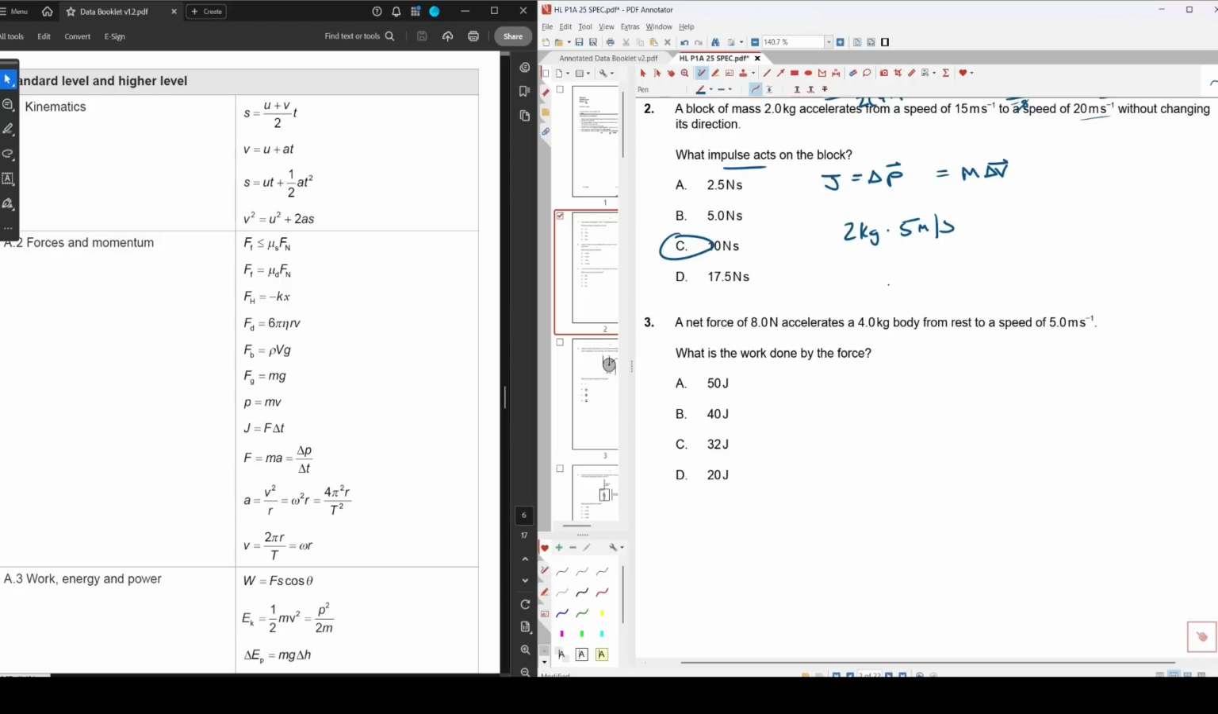A net force of 8 newtons accelerates a 4 kilogram body. I'm thinking we're doing this.